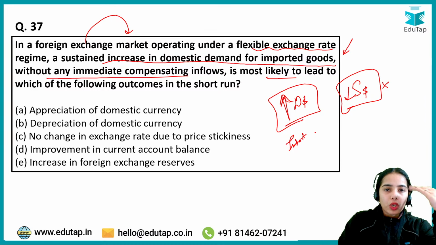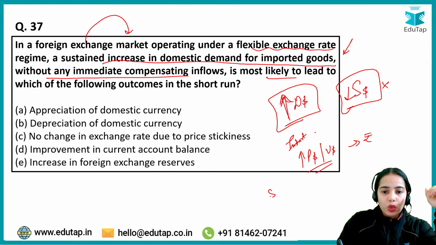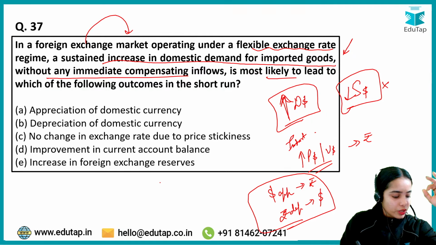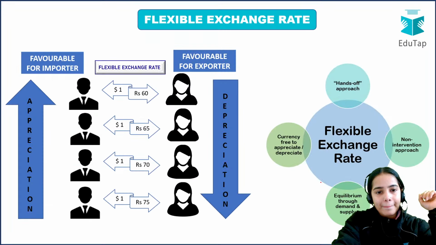If the demand for dollars is increasing, that means the price of the dollar, the value of the dollar, is increasing against rupees. That means the dollar is appreciating against the rupee and the rupee is depreciating against the dollar. So what is happening? What is the answer? Very good, Nilesh, correct. Depreciation of domestic currency. The rupee is depreciating against the dollar. This is the idea, okay?